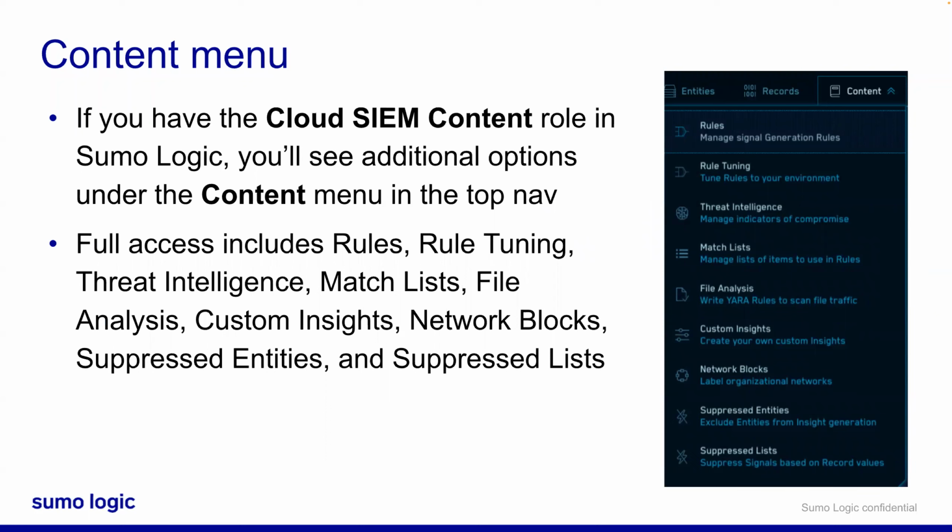Now, Cloud SIEM admins may also see additional options under the content menu that other roles do not, depending on how the RBAC controls are set up. And yesterday, when we went to content, I think we only saw rules, rule tuning, and custom insights, if I remember correctly. And there's certainly more. Some of these we'll use today, most of them we won't, but at least you see a broader picture of what is available to you.